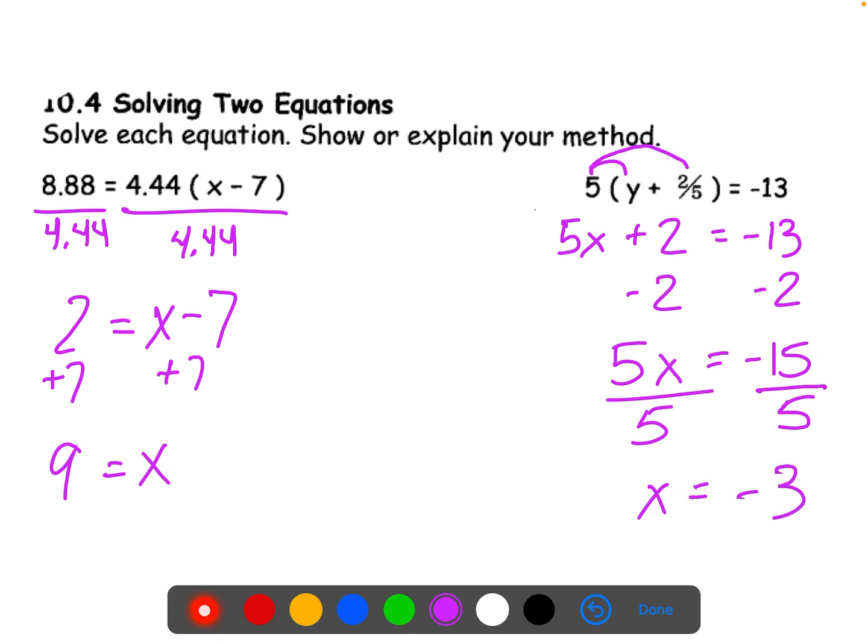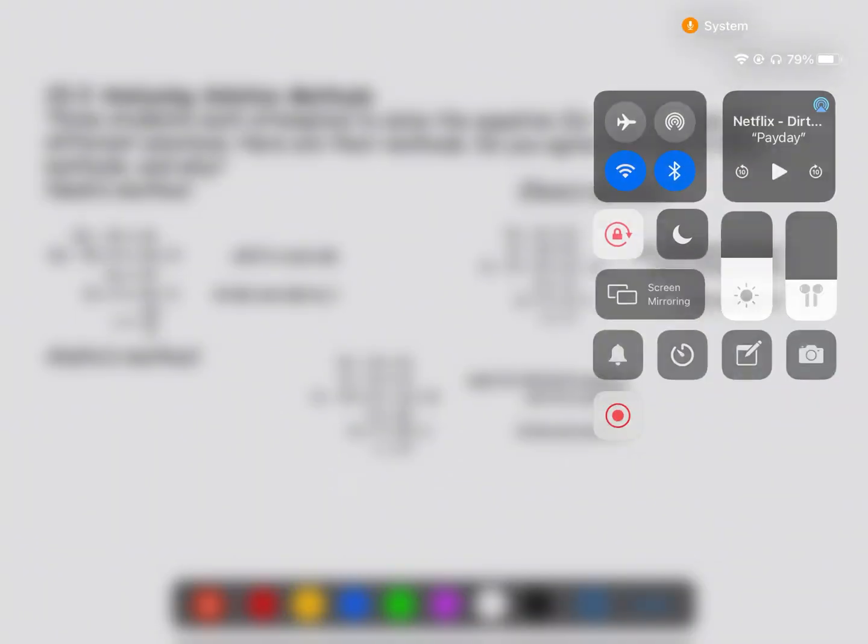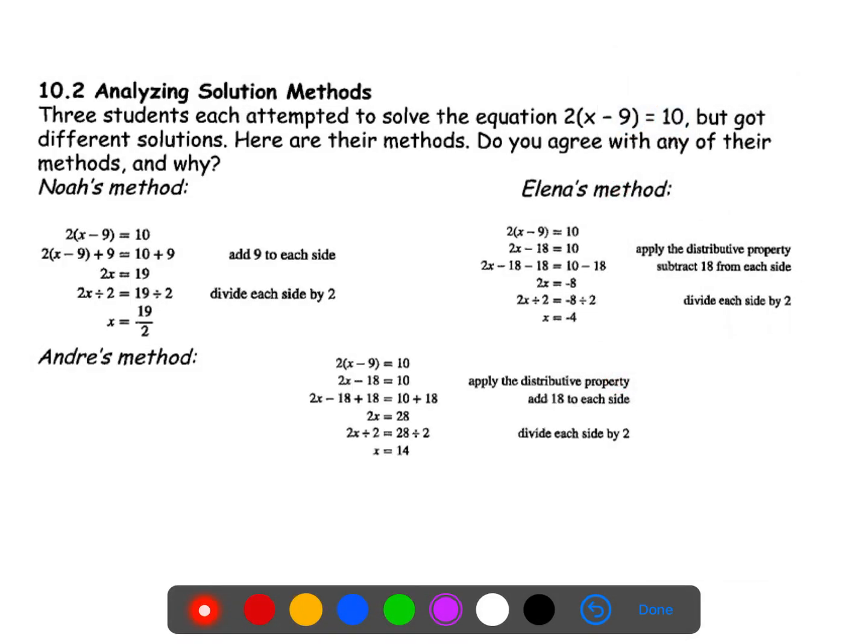Okay, here's the last part for lesson 10. We're going to look at 3 people here, 3 ways of solving the same equation. We need to decide if we agree with any of their methods and why. And it even has an explanation next to some of their steps so we can see what's happening here. So here's our equation: 2 times parentheses x minus 9 equals 10. Let's look at Noah's method first.